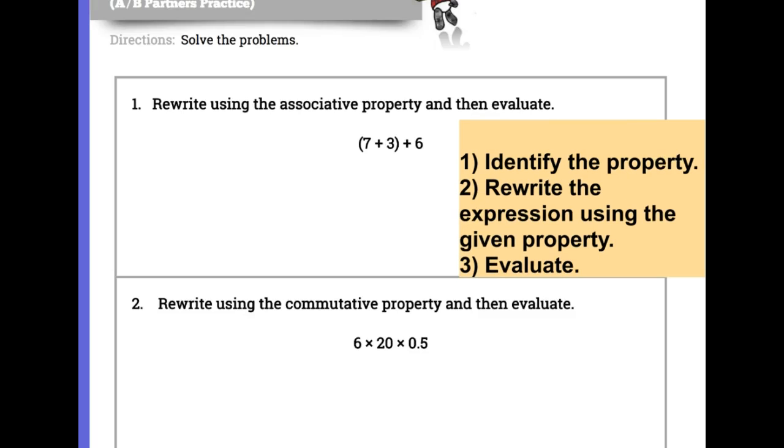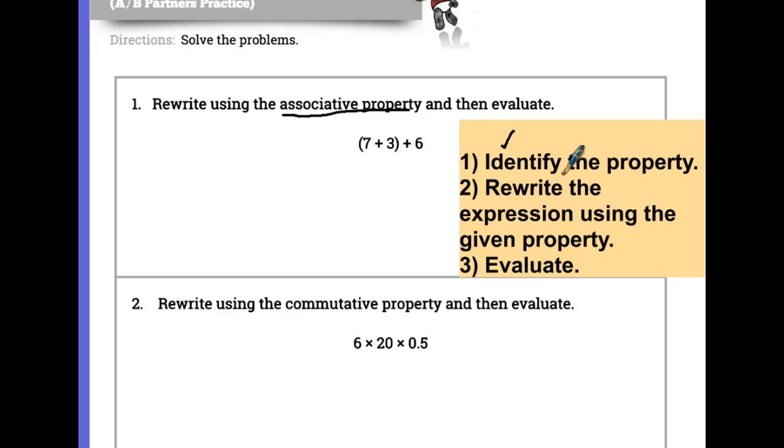So now, structured guided practice. We're going to take a look at these. We're going to discuss them. You are not writing anything down on the first couple of these until I write it in my book or on the flip chart. So I want to rewrite using the associative property. So underline associative property in your book. And then I'm going to think associative. I can group these or associate them differently.